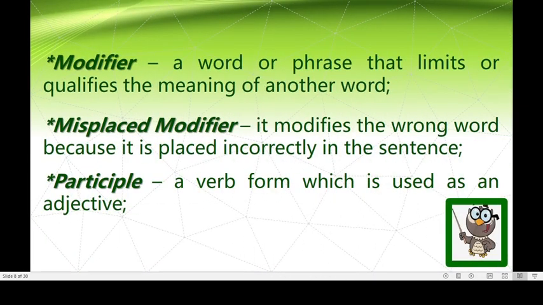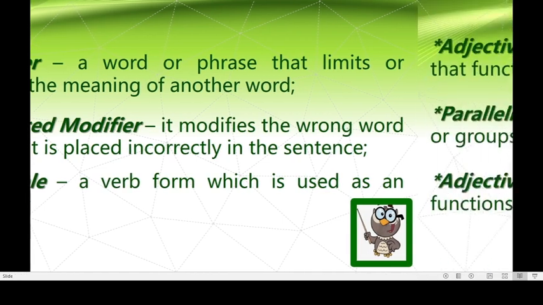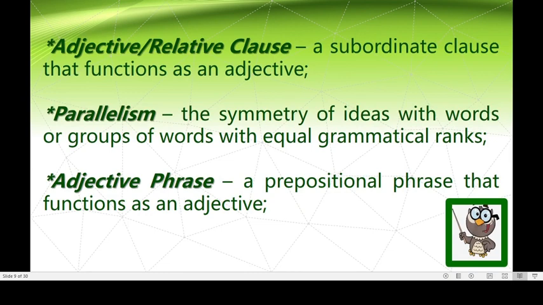Next, we have modifier. A modifier is a word or phrase that limits or qualifies the meaning of another word. Misplaced modifier. It modifies the wrong word because it is placed incorrectly in the sentence. We also have participle. This is a verb form which is used as an adjective. Then we have adjective or relative clause. This is a subordinate clause that functions as an adjective.